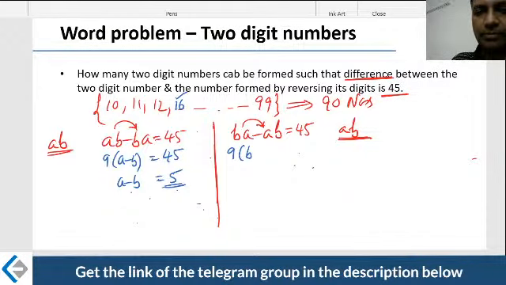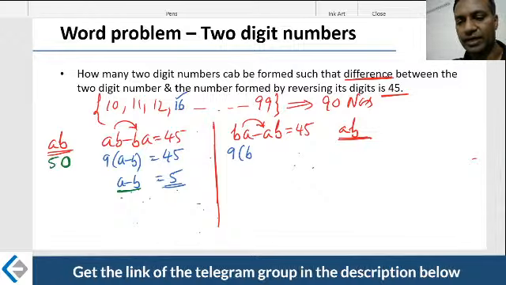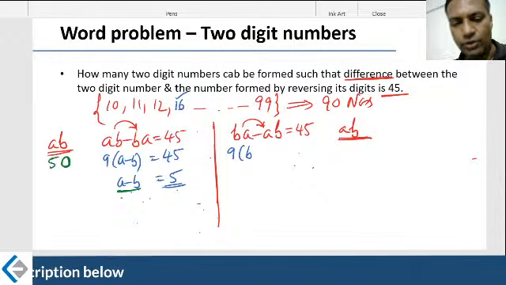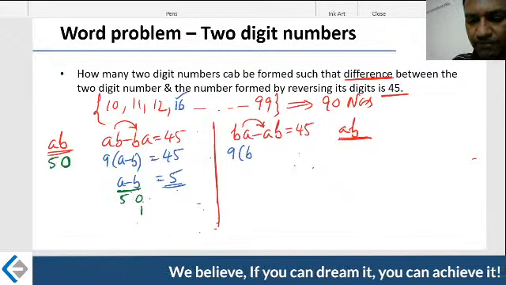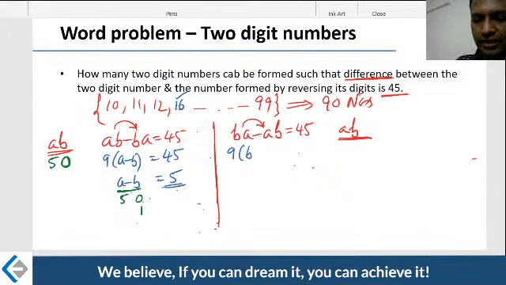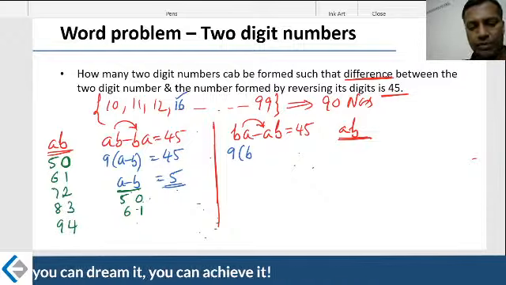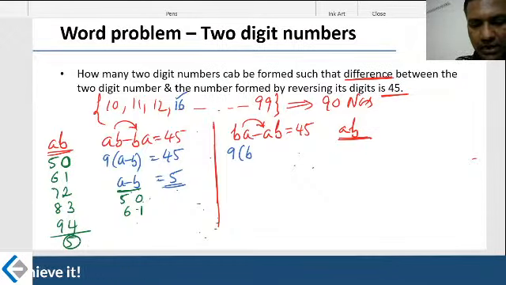So start from writing the minimum value of B, which is 0. A should be 5 greater than B. Therefore 50. One of the numbers is 50. When B is 0, A is going to be 5. When B is 1, A is going to be 6. That is when the difference is going to be 5. Therefore 61, 72, then 83 and 94. You will get 5 numbers. How many numbers you shortlisted? 5 numbers.